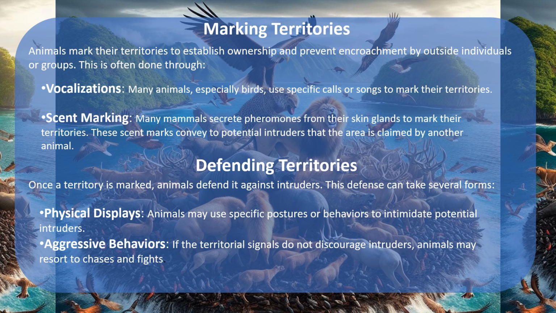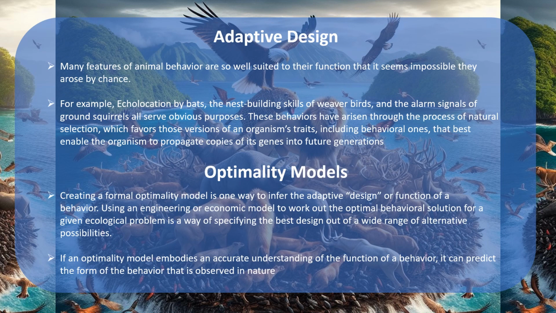Next is defending territories. Once a territory is marked, animals defend it against intruders. These defenses can take several forms: physical displays and aggressive behaviors. Next is adaptive design. Many features of animals' behavior are so well suited to their function that it seems impossible they arose by chance. For example, echolocation by bats, the nest building skills of weaver birds, and the alarm signals of ground squirrels all serve an obvious purpose.